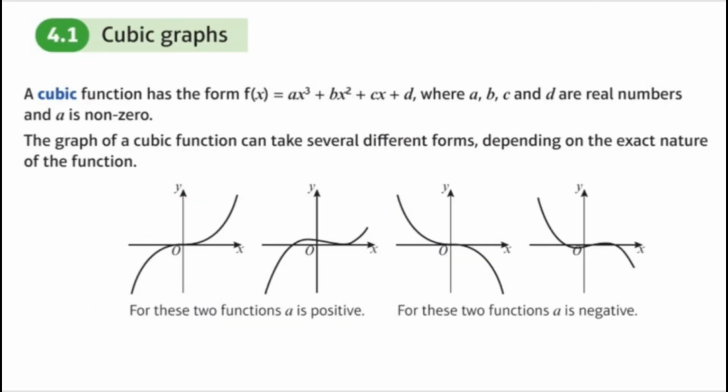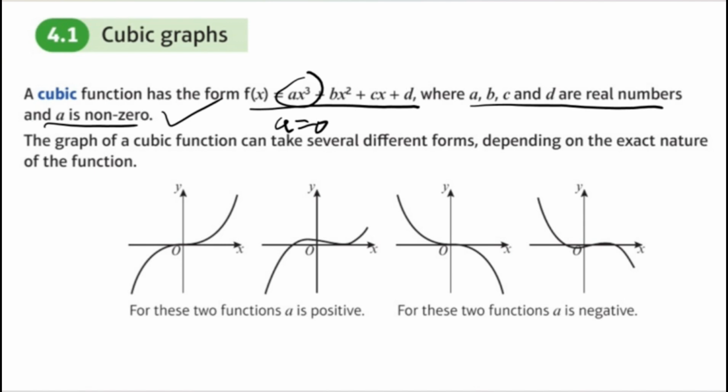Topic 4.1 is cubic graphs. A cubic function has the general form ax cubed plus bx squared plus cx plus d, where a, b, c, d are real numbers and a is non-zero. Because if a is equal to 0, that means the cubic term will not be there and it becomes a quadratic function. So that is a very important condition. A has to be a non-zero real number.